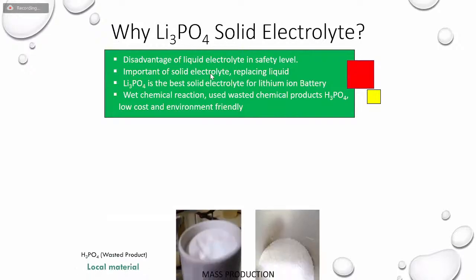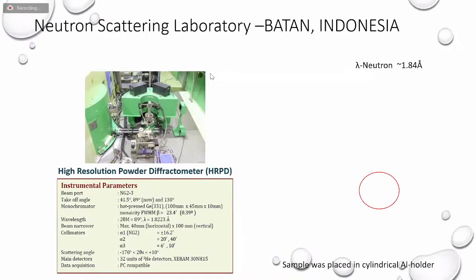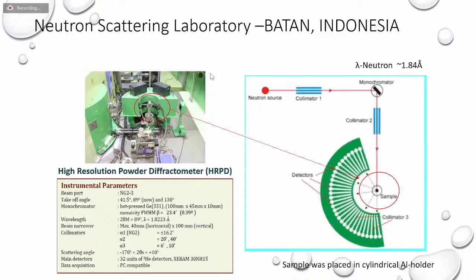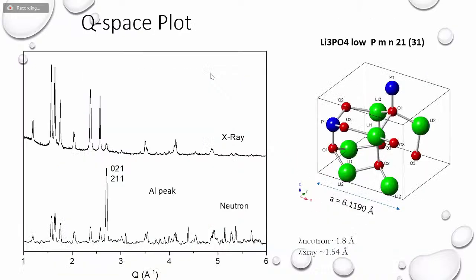So what we are studying is this material that we developed. It is already patented, and then we work with neutrons, both neutron and X-ray, in Batam, with HRPD, a simple way. We also do X-ray diffraction in the laboratory, not synchrotron. And then you see the X-ray diffraction and neutron diffraction show different patterns. Do you know why? Because they have different wavelengths. The neutron wavelength is 1.8, but the X-ray is 1.5. But we can put them together in Q space.